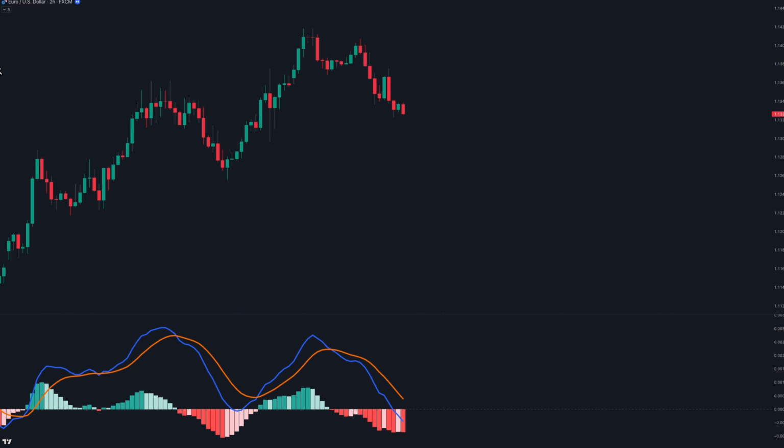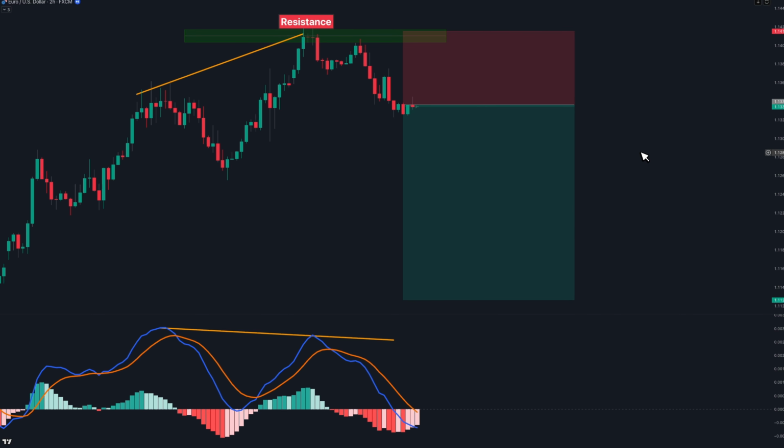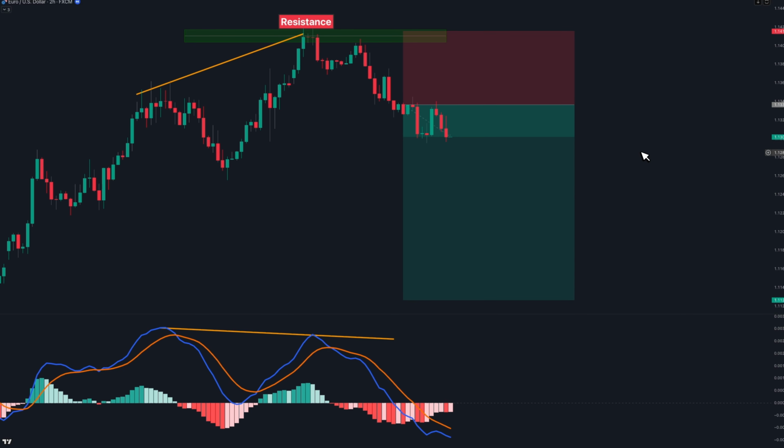Another great confirmation layer, combine divergence with support and resistance or trend lines. If you see divergence exactly where price hits a key level, that's your confluence. For example, price touches a major resistance, forms a higher high, but MACD forms a lower high. That's a powerful short setup. It's not just momentum weakening, it's also structure confirming it.